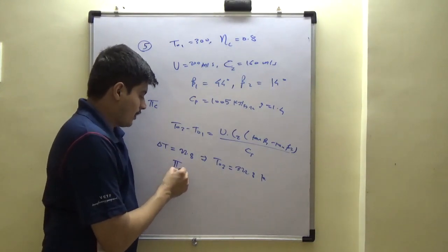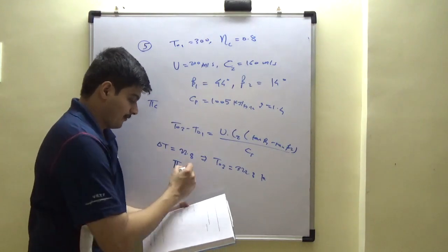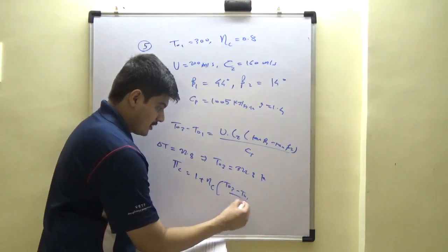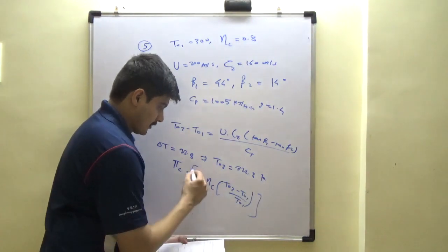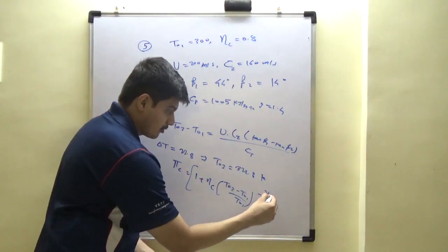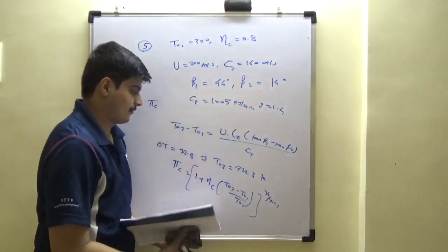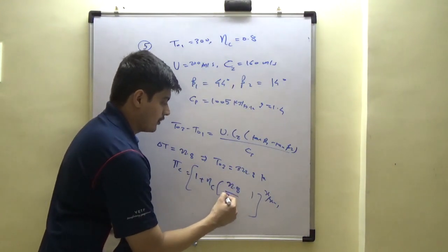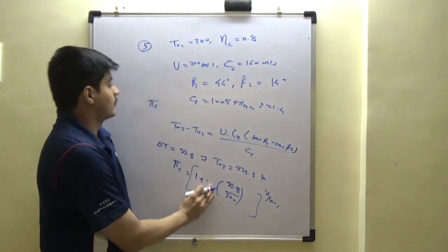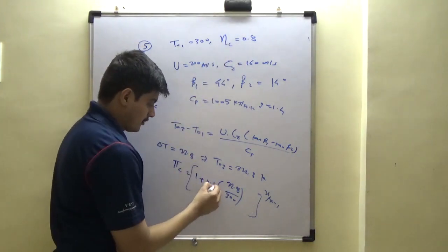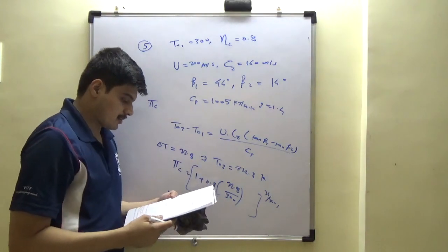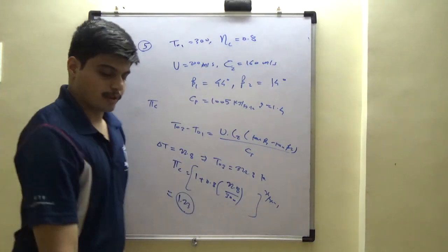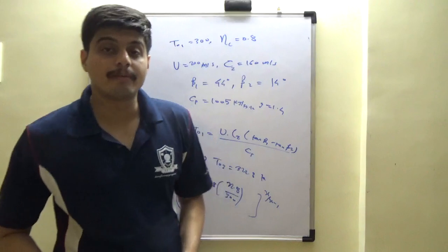Now, pi c is related how? 1 plus eta c (T03 minus T01) upon T01, right? This whole raised to gamma by gamma minus 1. So this is 22.8 upon 300. Eta c is 0.8. If you now substitute this, you would get 1.23. So the pressure ratio achieved is 1.23.